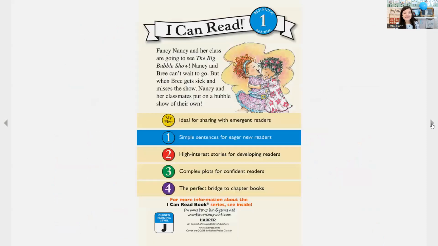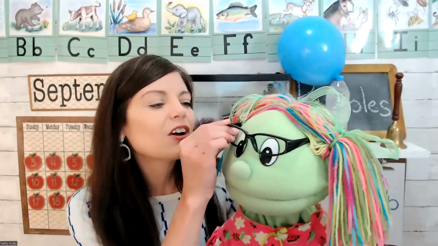The end. Well, Sue, that was the end of the story and the end of our class, but it's not the end of the fun. You can continue to blow bubbles and practice that letter B sound. B says b, b, b, b, b, b.